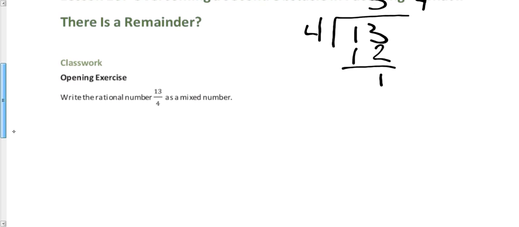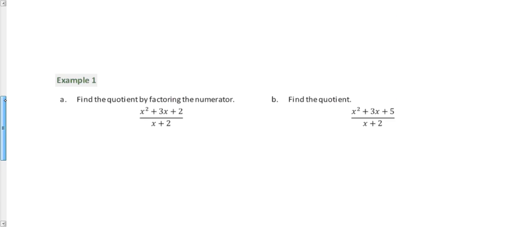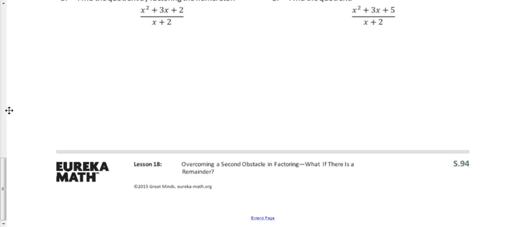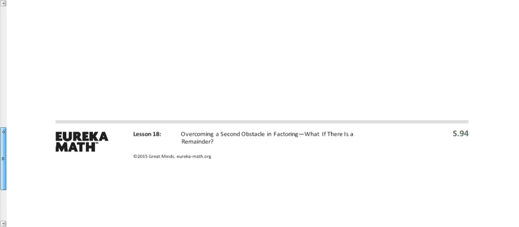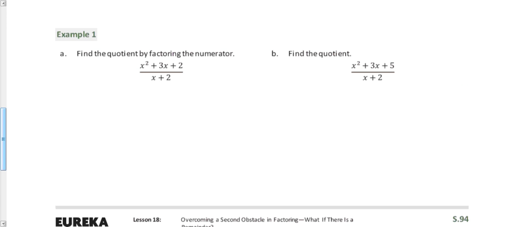So, we're going to continue. We're going to do that again, except we're going to follow this logic into polynomials. The first thing I want you guys to do is find the quotient of example 1a, this guy, by factoring the numerator. So, let's factor the numerator.